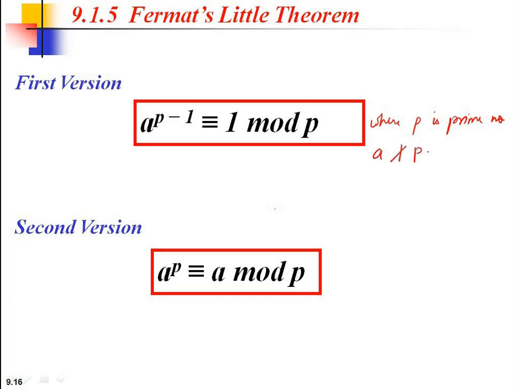Then we have the second version. This second version removes the condition on a, and it states that a to the power p is congruent to a mod p, where again p is a prime number. But the restriction of the first version, that p does not divide a, has been removed.